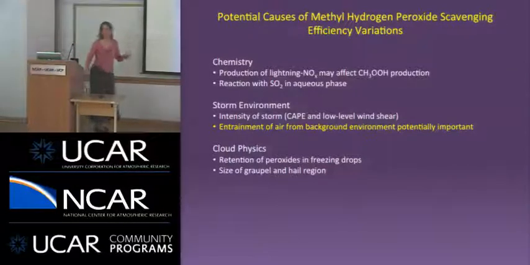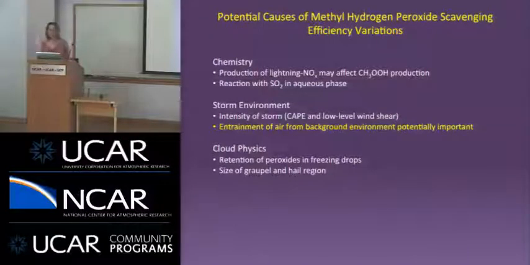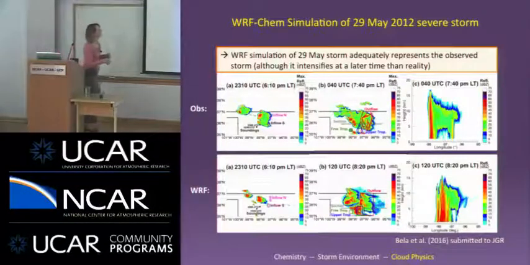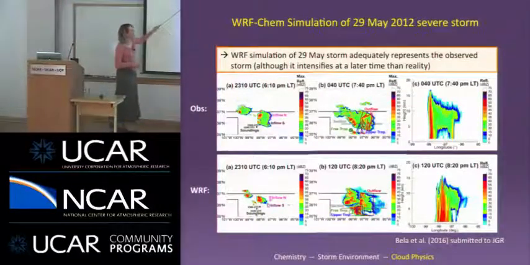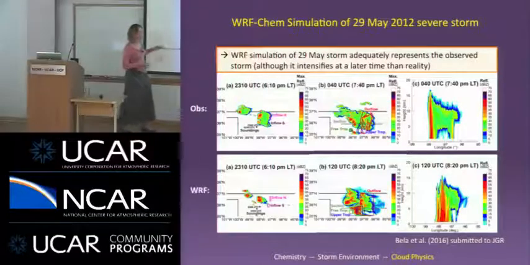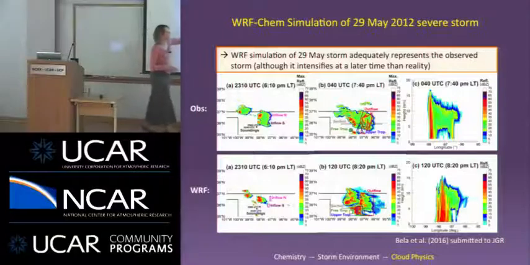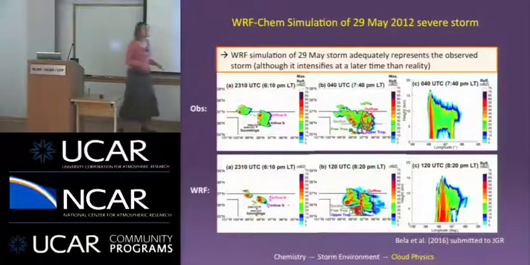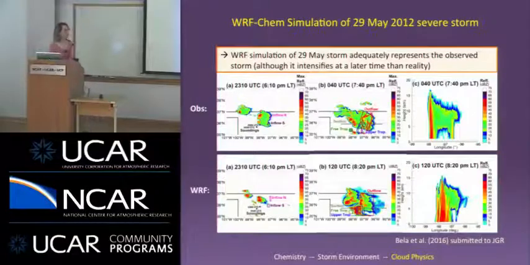So let's look a little bit more at the cloud physics. And I'm going to do that first by using some WRF-Chem simulations that Megan Bela conducted. And she looked at the 29th of May severe storm that I showed you earlier. And this plot here is just showing you that the observations and the model simulation are showing fairly similar storms in terms of the size of the storms being predicted. This is for early on in the storm lifetime, and this is for later in the storm lifetime. And so we have similarities in the size and the radar reflectivity intensity for the storm. So we think we have a pretty good representation of the storm.